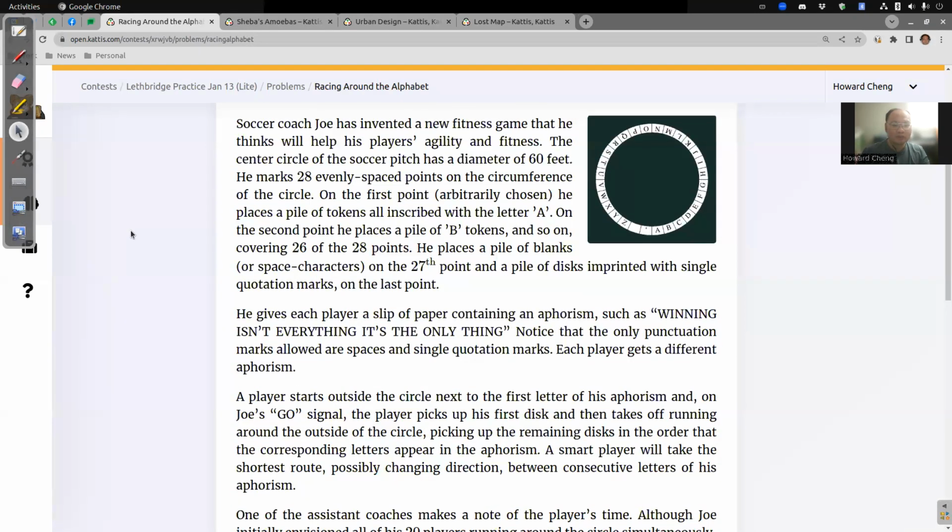Okay, so a soccer coach has invented a new fitness game that he thinks will help his players' agility and fitness. The center circle of the soccer pitch has a diameter of 60 feet. He marks 28 evenly spaced points on the circumference of the circle. On the first point, he puts tile tokens called A, and then B, and so on, covering 26 of the 28 points. Then there's a space on the 27th, and the last point is a quotation mark.